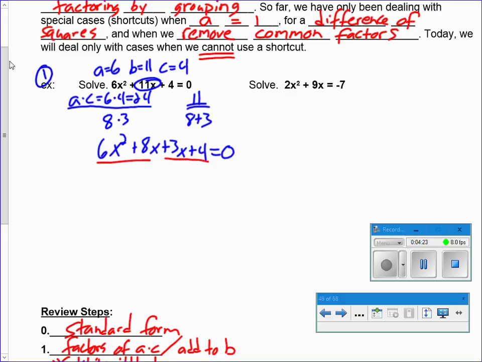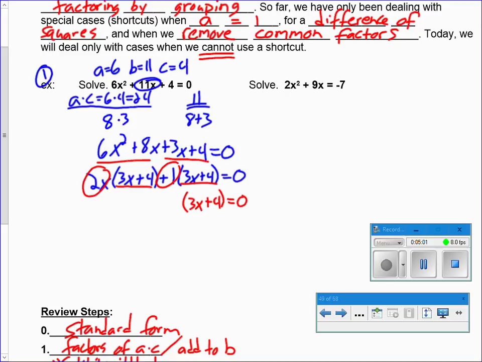With 6x squared and 8x, I have two even numbers, so I can take out a 2. And I have x squared and x, so I can take out an x. And that leaves 3x plus 4 inside. My second set, 3x and 4, don't have any common factors, so I use 1 as my common factor. And then it's the same pattern we saw before in that first set. I get 1 factor twice, that's 3x plus 4. And those two common factors create my second factor, 2x plus 1.